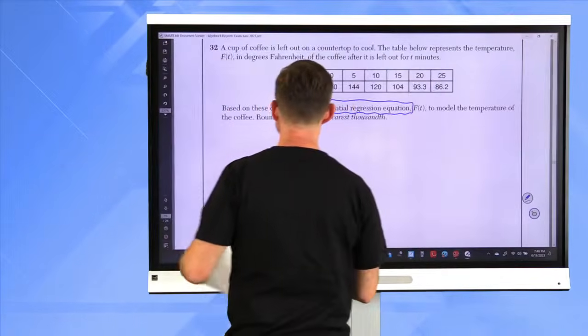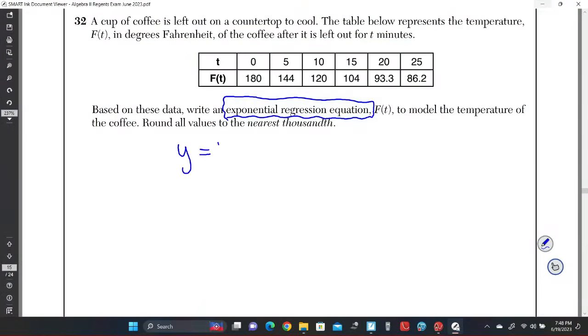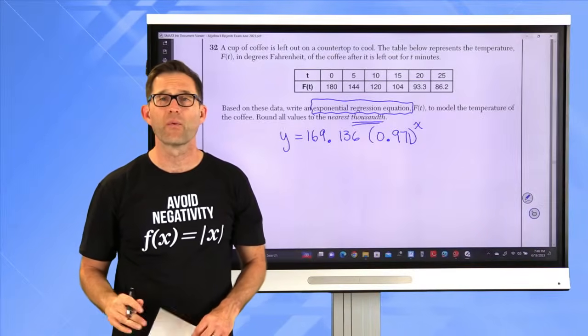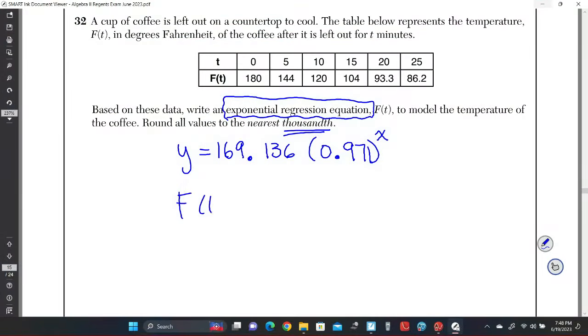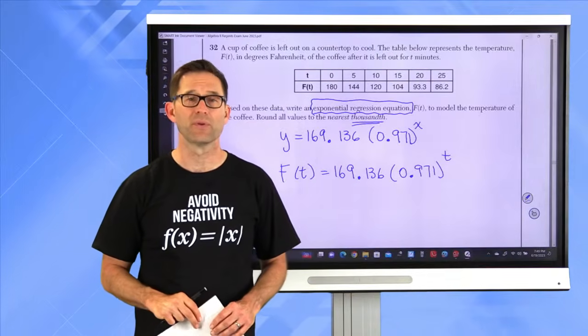And therefore, after all is said and done, I can now say that my exponential regression is y equals 169.136 to the nearest thousandth, not hundredth, thousandth, 3 decimal places, times 0.971. That is a completely okay way to write it. I know that they say f of t. You could do that as well. So you could also write it as f of t equals 169.136 times 0.971 to the t. Either one of those would be completely acceptable.